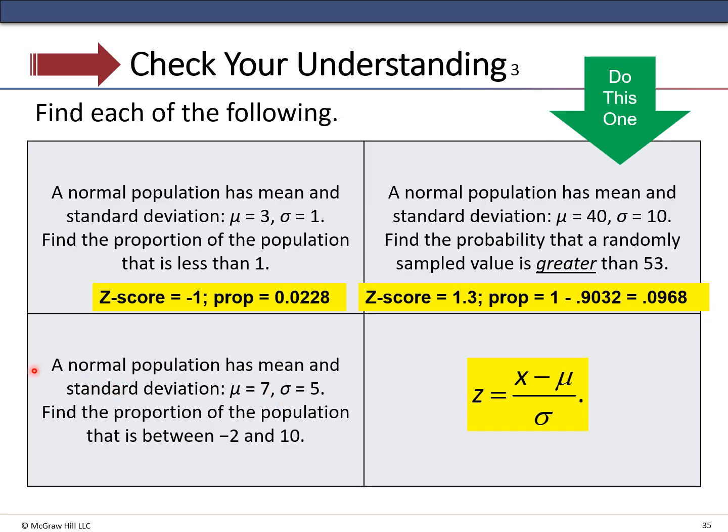Now we have the last case when we're looking for the proportion between two values. So we find the area for the upper value, take the area and subtract the area for the lower value, and that gives us the difference between those two areas. All right.